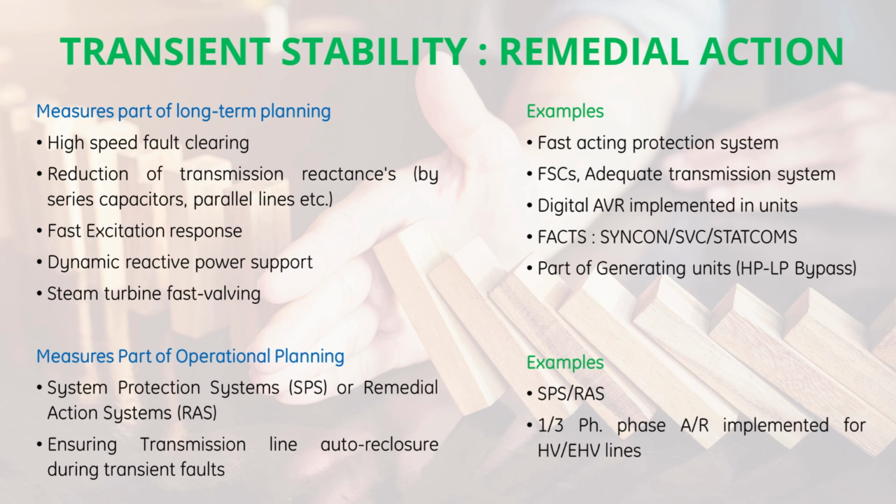Yes, and also ensuring transmission line auto-reclosure works correctly. Many faults are temporary, like lightning flashes. Auto-reclosure quickly tries to close the breaker back in, restoring the line hopefully before instability sets in. The final slide on this section lists specific examples again. Fast protection, FACTS devices, digital AVRs, turbine bypass, SPS/RAS, auto-reclosure on high-voltage lines. These are the concrete tools and strategies deployed to bolster the grid against those sudden large shocks.